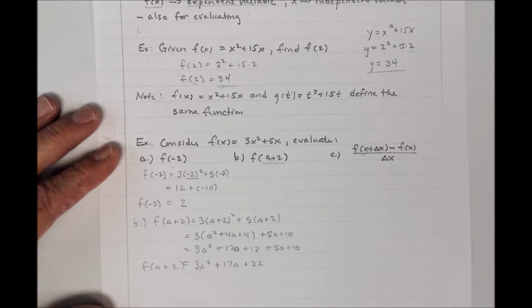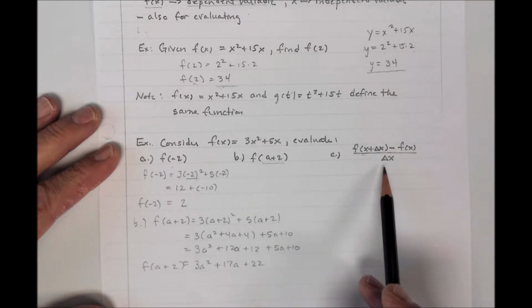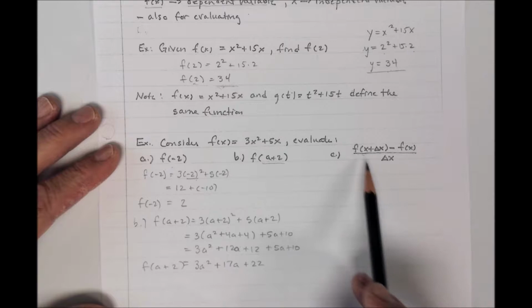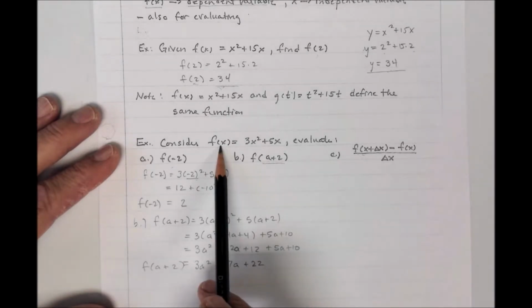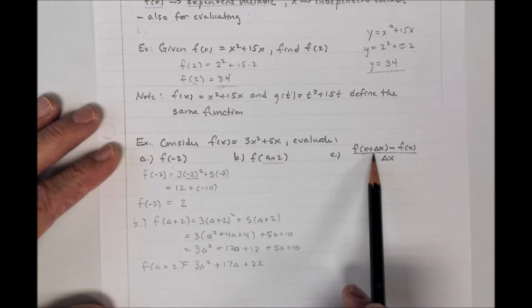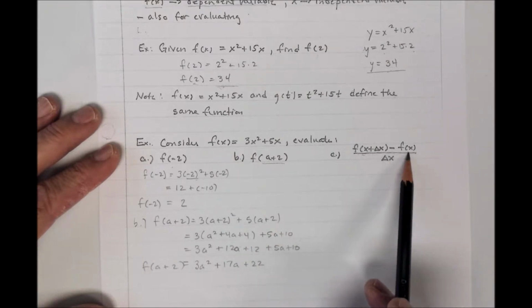Now this third part here is called the difference quotient expression, and we use it quite a bit, and you'll see it again many times, especially when we get to the chapter on derivatives, which is, I believe, chapter 2. But in practice, we'll do some algebra with it first. So here, using this function f, we want to find f of x plus delta x minus f of x all over delta x.